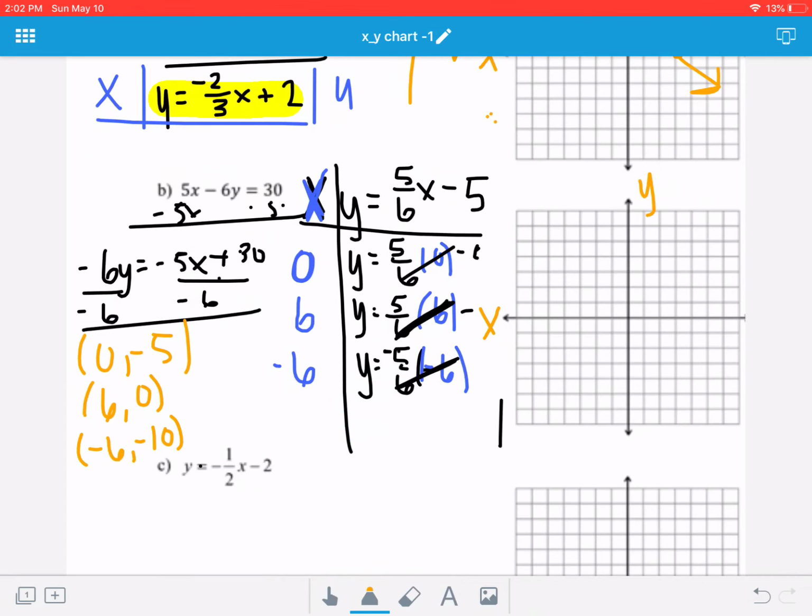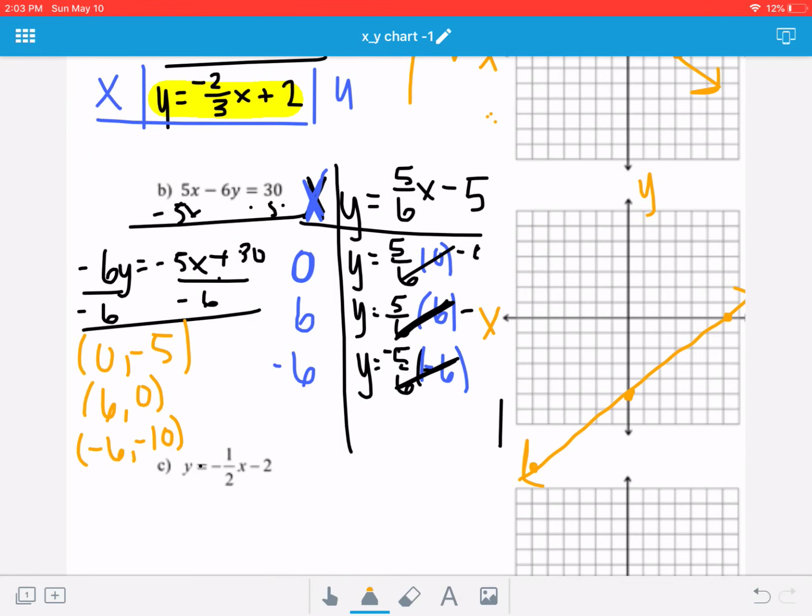So the first point, 0, negative 5. Starting at the origin, we're going to go down 5. 6, 0, starting at the origin, we're going to go right 6. And then it's negative 6, negative 10. I got to go back 6 from the origin and then down 10. 6, 7, 8, 9, 10. We'll eyeball it. Ran out of room. Don't forget to connect the dots, your graphing lines, and put your arrows.